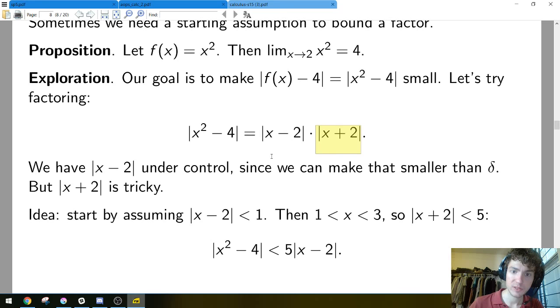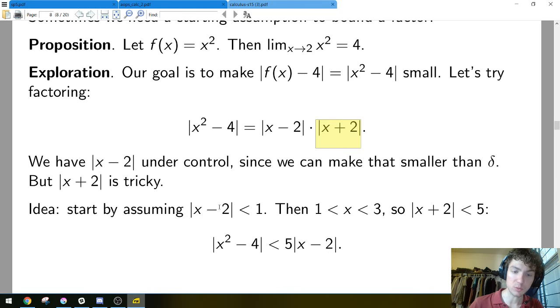So you first make a starting assumption. Since eventually we're going to make x close to 2, you might as well start by assuming that x is reasonably close to 2, say it's within a distance 1 of the value 2. So we start by imposing absolute value of x minus 2 is less than 1. Then I just translate that into this chain of inequalities. If x is within distance 1 of the number 2, then it's certainly between 1 and 3, because those are 2 minus 1 and 2 plus 1.